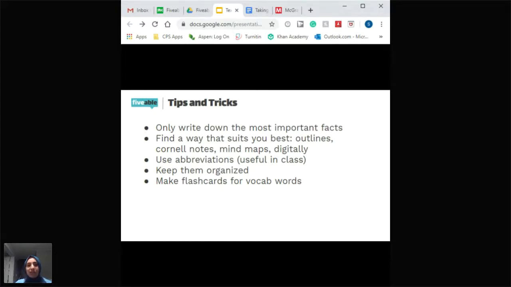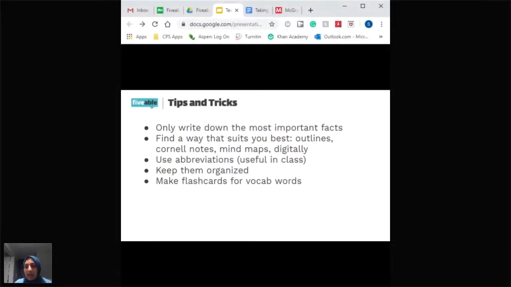Find a way that suits you best. Like I said, not everyone is gonna have the same way of taking notes. Everyone processes information differently, so you should take notes in a way that is the most organized for you, and when you go back to your notes, you should be able to understand them.